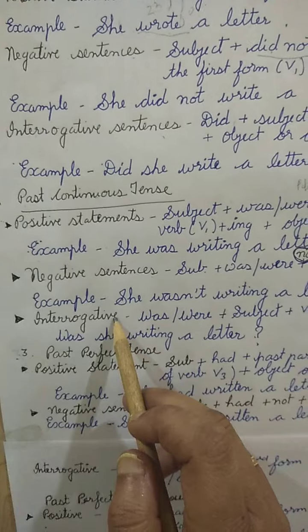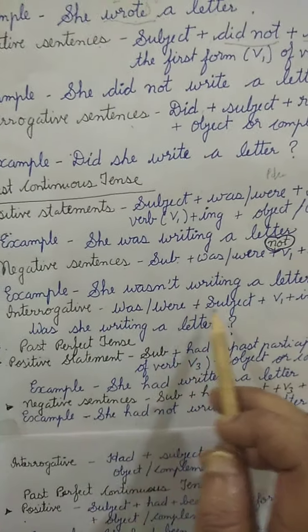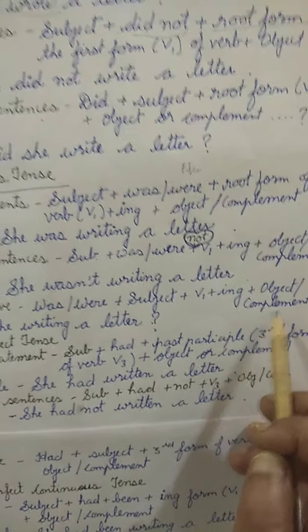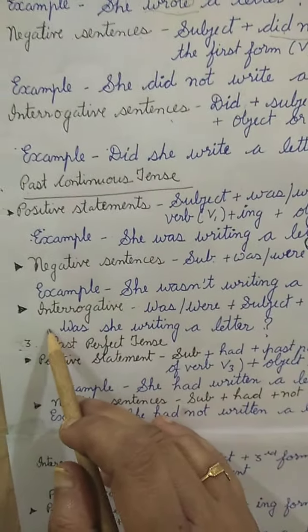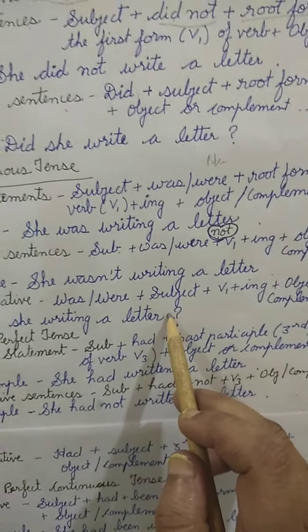Now let's go to interrogative or the question form. Was or were comes in the beginning, then the subject, then verb plus ing and object or complement. For example, was she writing a letter?